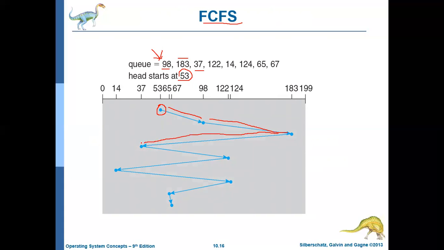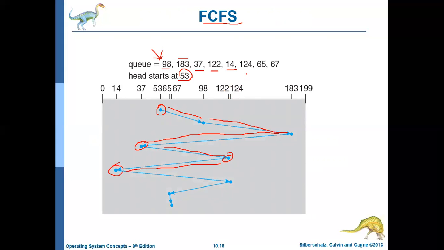Okay. Then after accessing the data at location 37, the next location is 122. So again it moves back to 122. Then after accessing the data at location 122, the next location to access is 14. So it moves to location 14 and accesses the data in location 14.